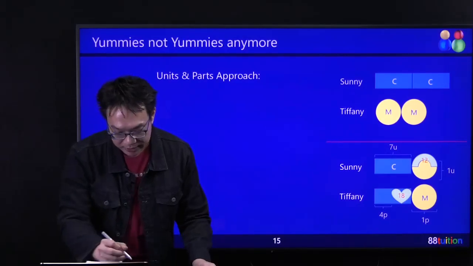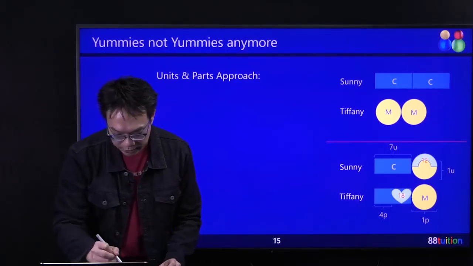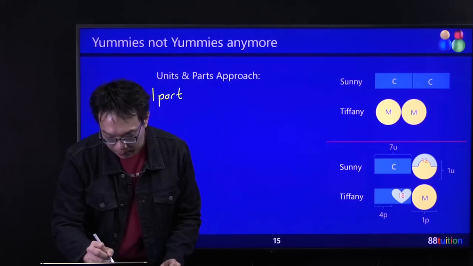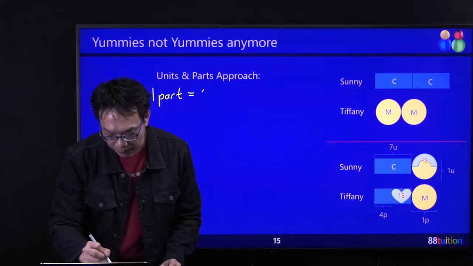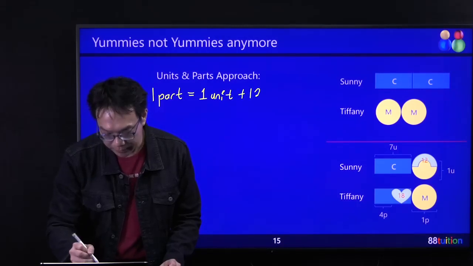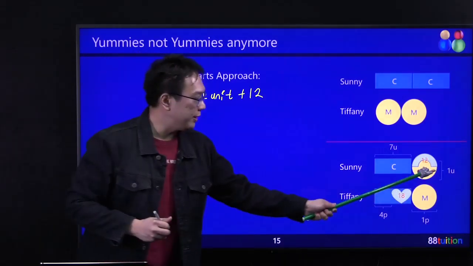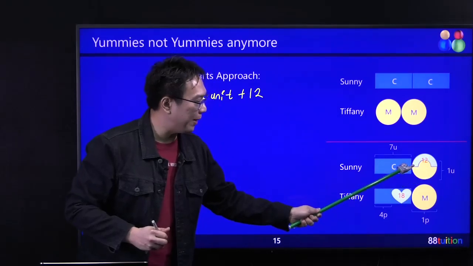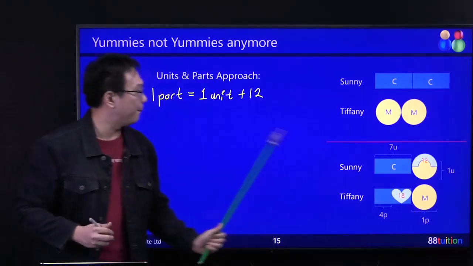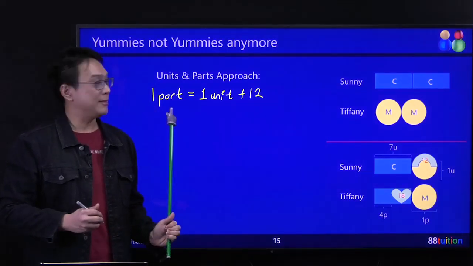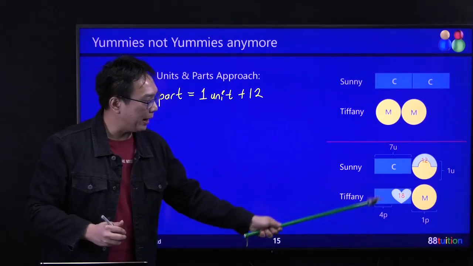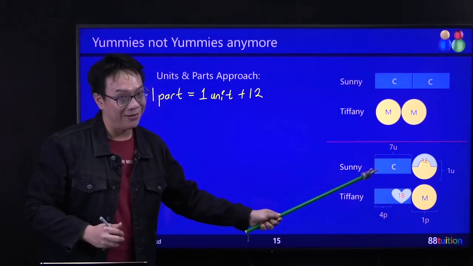So you have your first information, which is one part. One part can be represented as what? Can be represented as 1 unit plus the 12. Can you see now? The 1 unit is this yellow portion. If you plus the 12 that Sunny added, what happened? It gives you back the 1 part. So 1 part is equal to 1 unit plus 12. That's the link. Down here, you compare up and down. Can you see this easier?